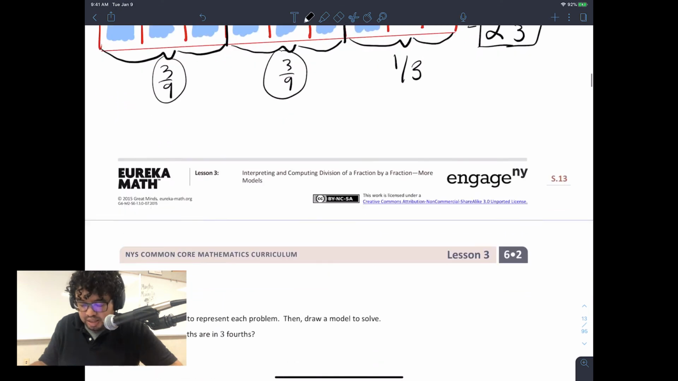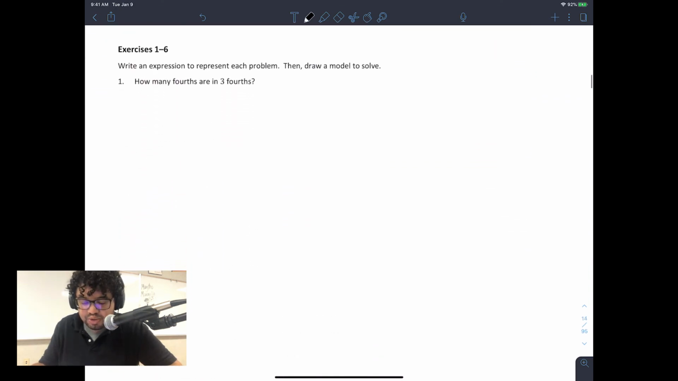Alrighty, so then let's continue. Go to exercises 1 through 6. It says write an expression to represent each problem. Then draw a model to solve. So how many fourths are there in 3/4? So we'll start by thinking about this, right? So how many fourths are there in 3/4?